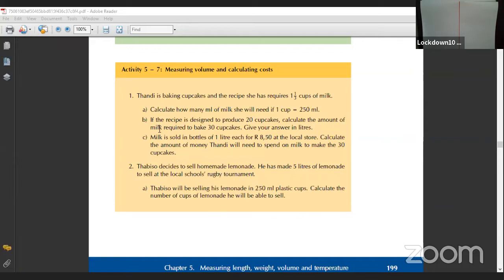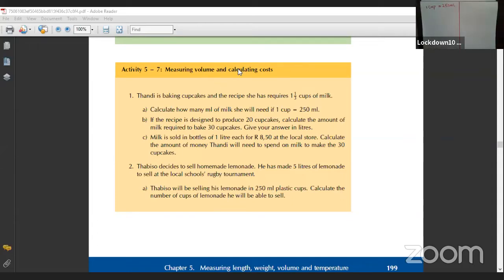The question says, Tandy is baking cupcakes and the recipe requires 1.5 cups of milk. A, calculate how many milliliters of milk she will need if 1 cup is equal to 250 milliliters. So the first thing, guys, is to have our requirements. What do we have? We are told that 1 cup is equal to 250 milliliters.